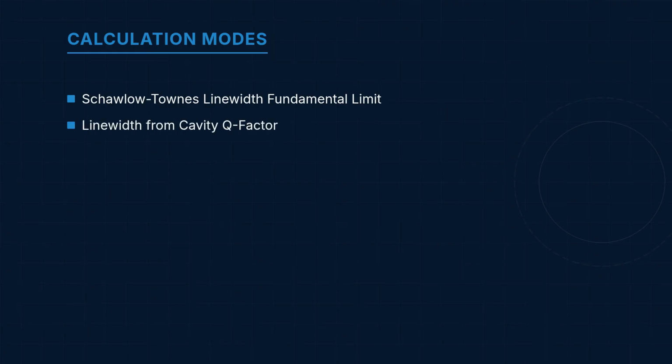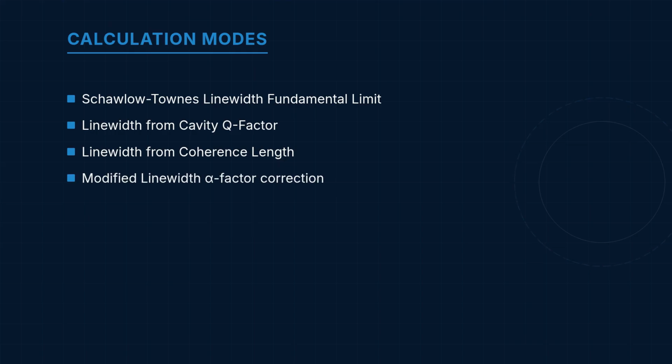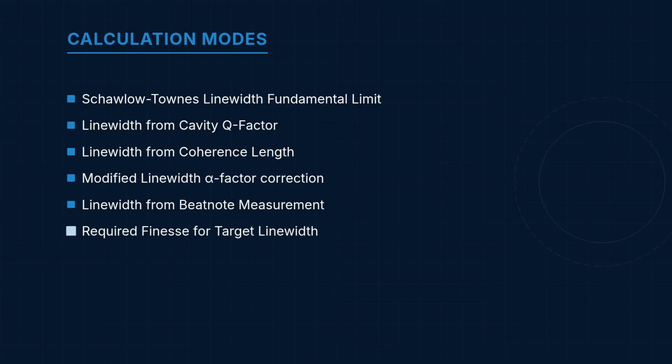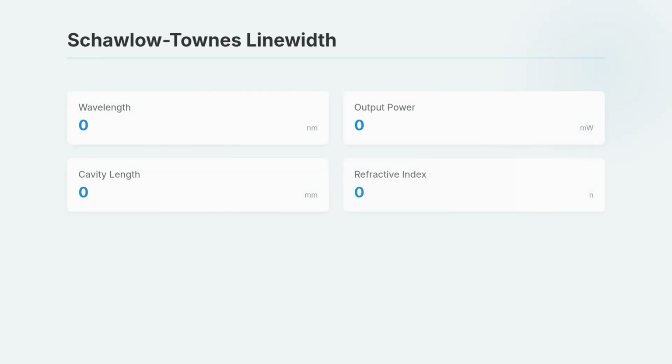Schawlow-Townes linewidth fundamental limit, linewidth from cavity Q factor, linewidth from coherence length, modified linewidth A factor correction, linewidth from beat note measurement, or required finesse for target linewidth. I'm using Schawlow-Townes linewidth for this demo.